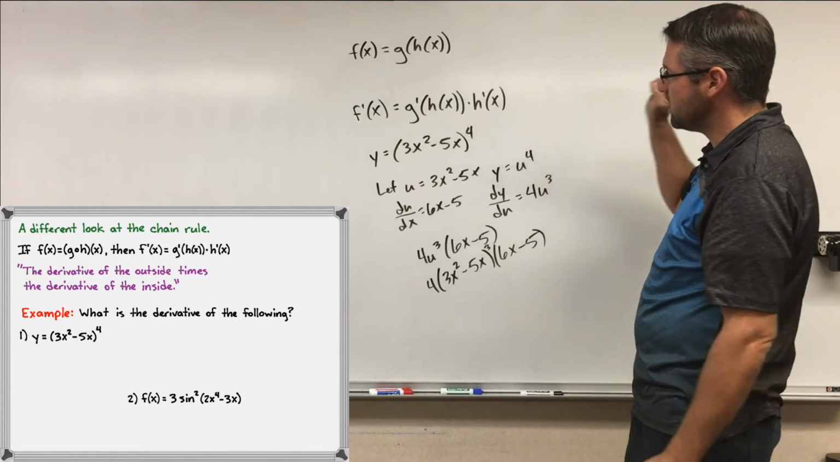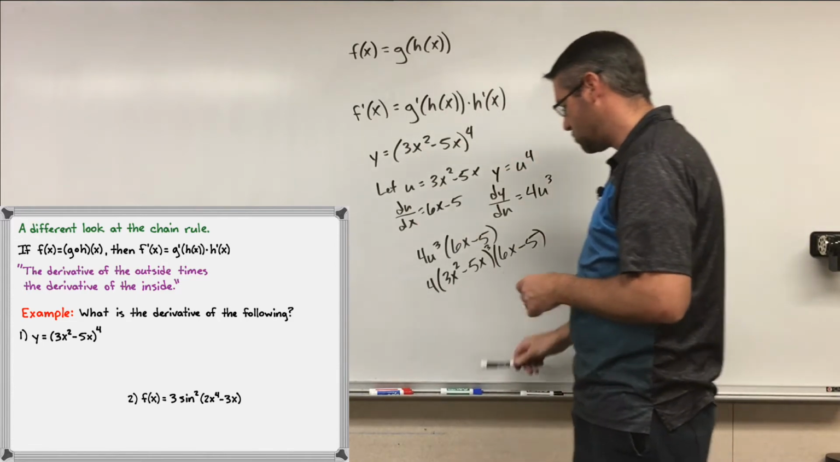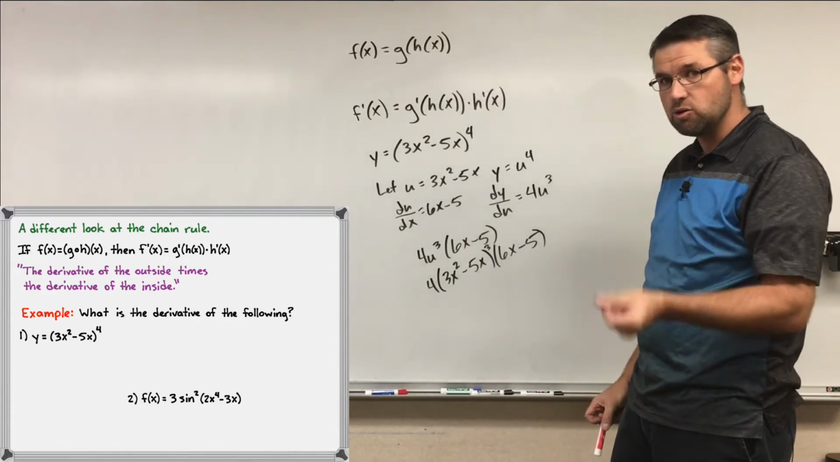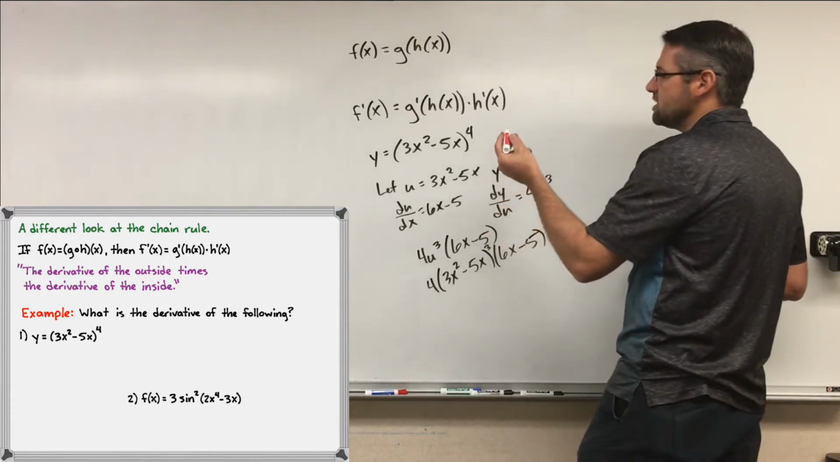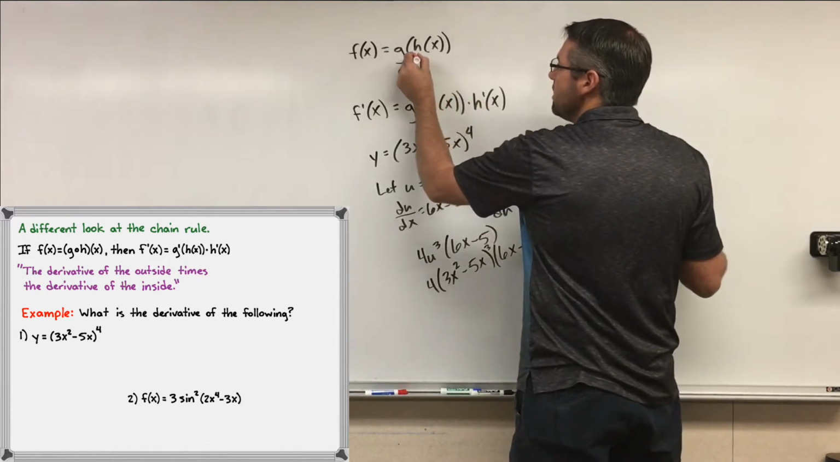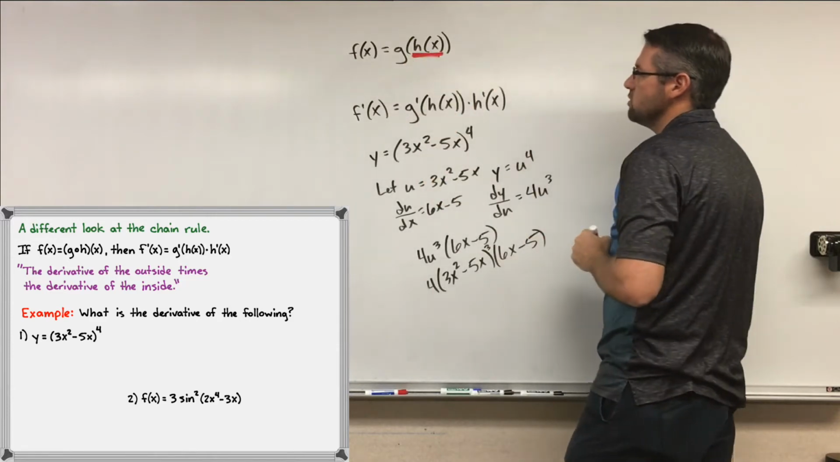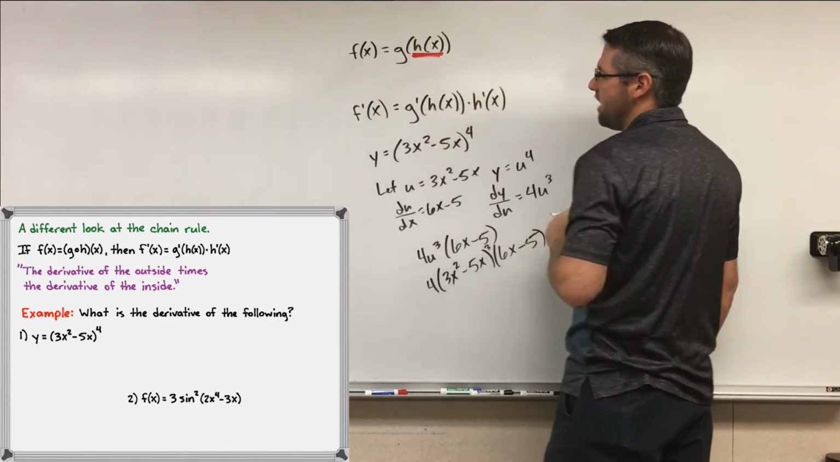The short way just says, find the derivative of the outside thing and multiply it by the derivative of the inside thing. Now, this is going to take a little bit of practice to be able to do it quickly, but watch what happens here. What I like to do is underline the inside function. So when f of x equals g of h of x, the inner function is h of x.